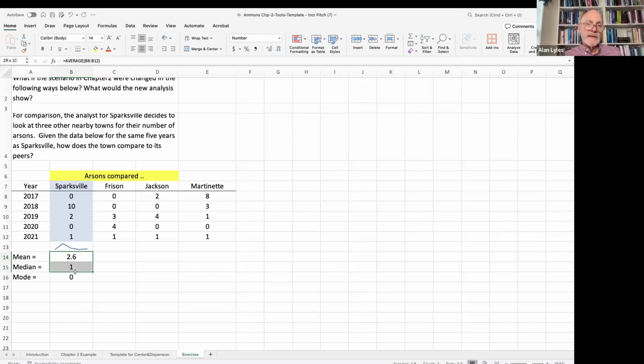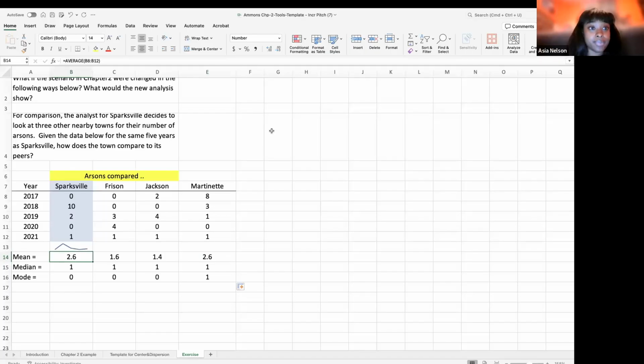So if I click and highlight, make active those three measures, and then at the bottom right I click and drag, since they're relative cell references, you'll see that in column E, the mean is the average of E8 to E12. In column D, the average is D8 to D12, C8 to C12, etc. We can do that because they're relative cell references.